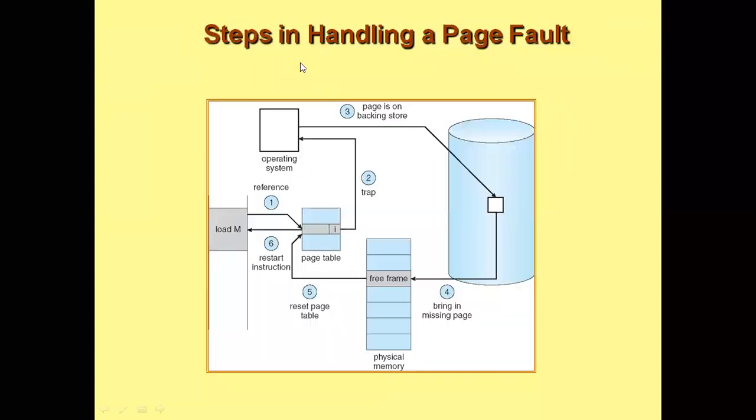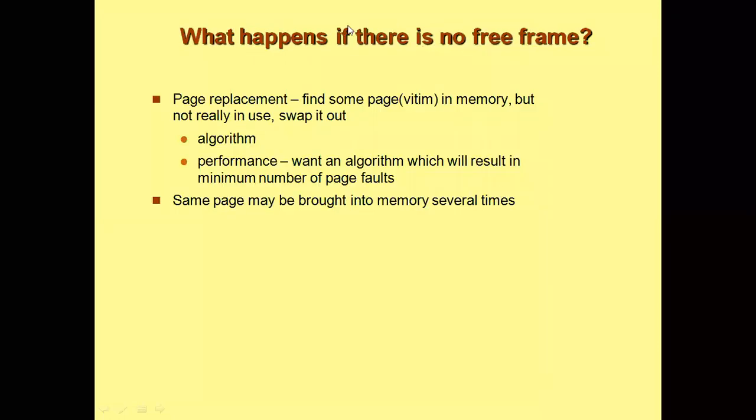Now, as I said, in order to get a page from the disk onto the main memory, you should find a free frame for it, right? What if there is no free frame in the physical memory or the main memory? That is, the main memory is full and there is no free frame. Then there is a problem, right? So how do you handle that problem? This is called page replacement.